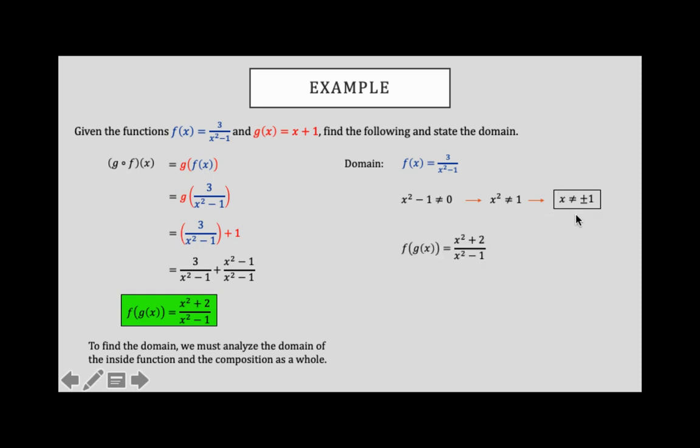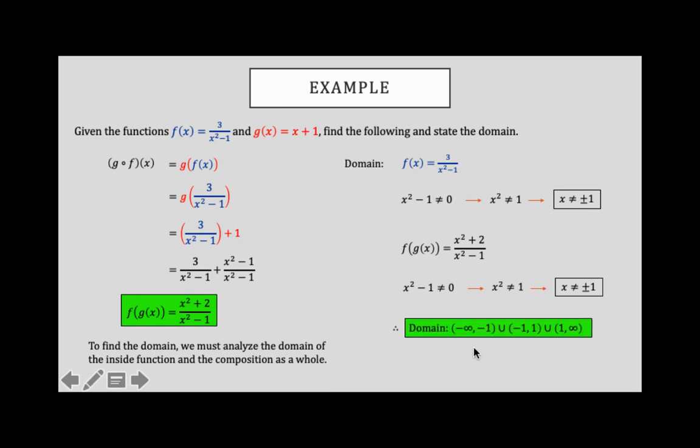Then we need to analyze the domain of our composite function as a whole. Well, again, we have a denominator. And what do we know about the denominator? It cannot equal 0. In this case, this actually gives us the exact same result. x cannot equal plus or minus 1. Meaning our domain is going to be values of x from negative infinity to negative 1, in union with negative 1 to 1, in union with 1 to infinity.